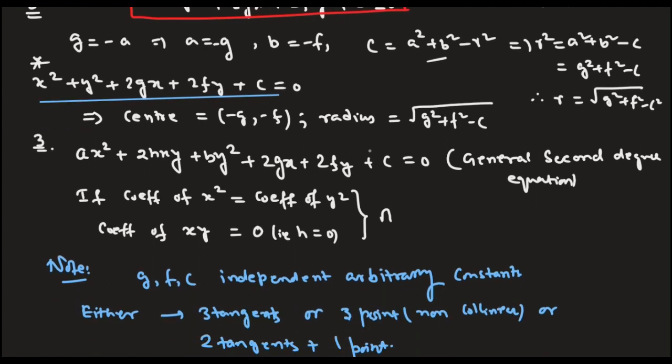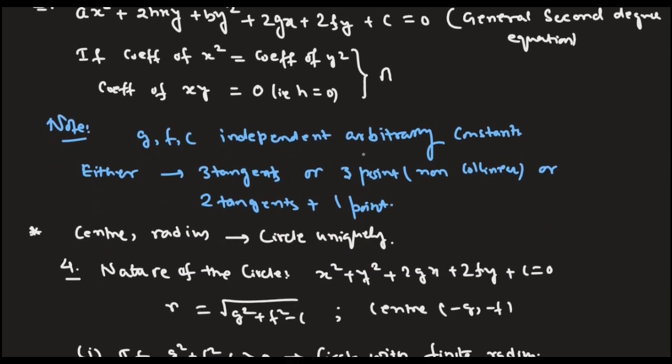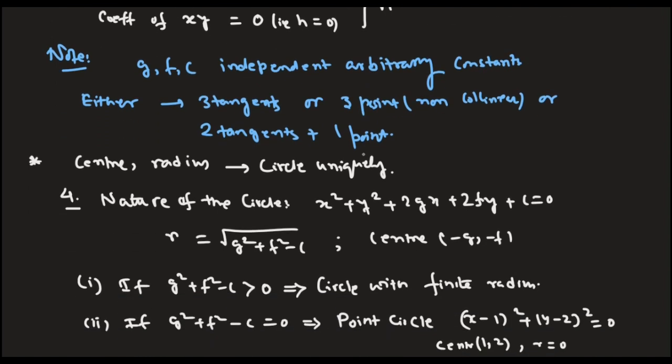And the next point we are describing is that there are 3 arbitrary independent constants. So 3 conditions are required to calculate g, f, c. In the question sometimes 3 tangents are given, or 3 vertices are given, or 3 non-collinear points are given, or 2 tangents and 1 point are given, so that we can find the equation of that circle uniquely.